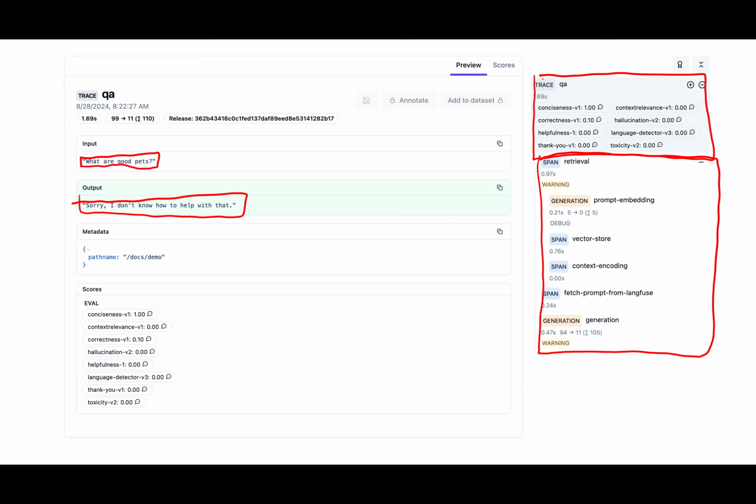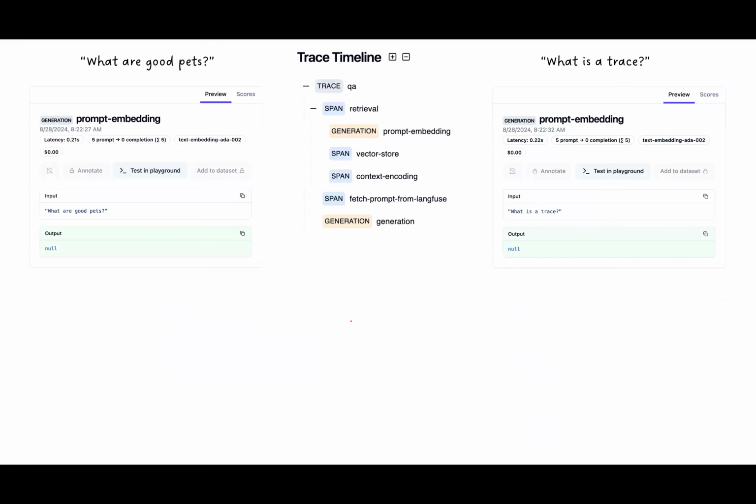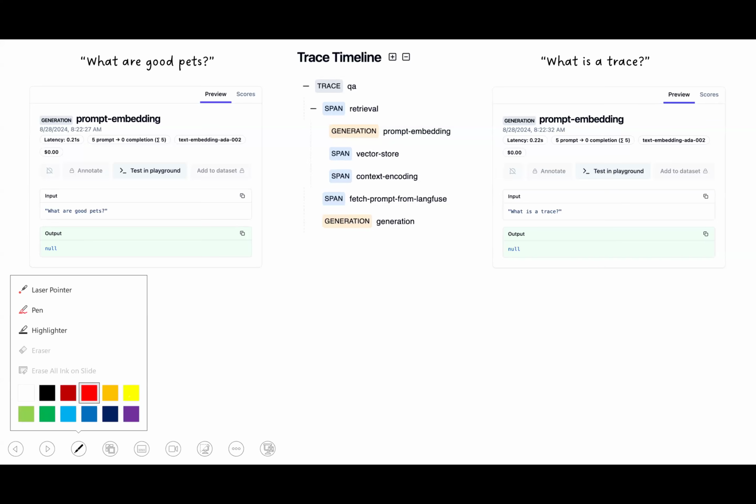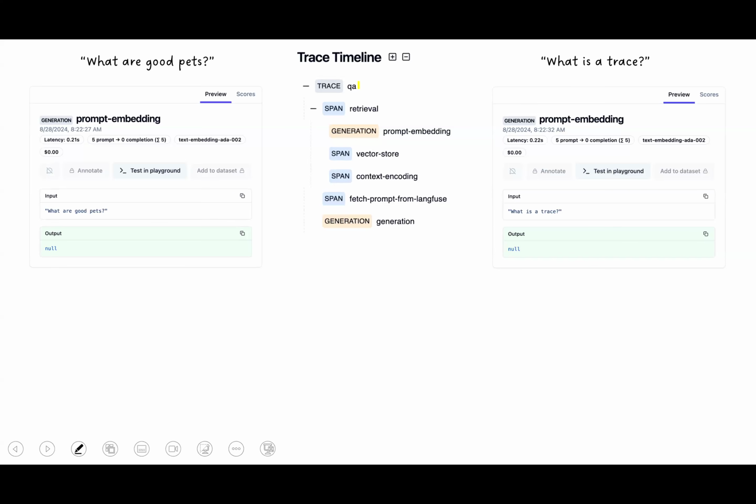But for now, I would like to compare the two different interactions. One actually got a good answer. The other one didn't get any good answer. So if we look at the traces, we can start to understand the behavior and what differentiates these two cases. On the left-hand side, I have what are good pets. On the right-hand side is what is a trace. And in this case, I'd like to highlight one of the operations in the timeline. For instance, initially we are over here, QA, and this is one step.